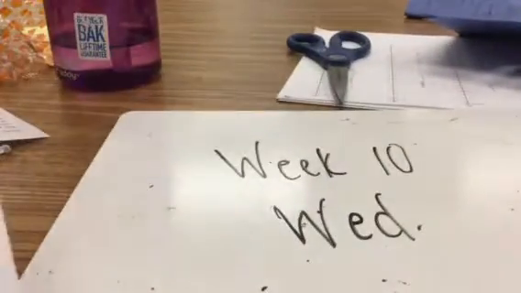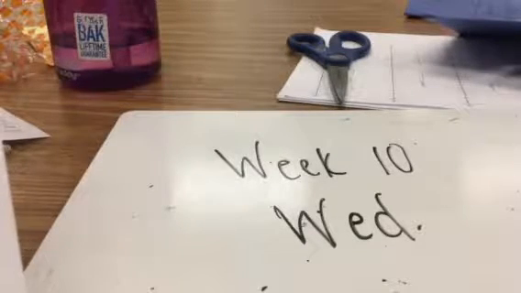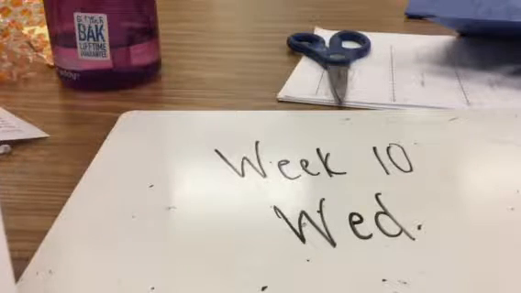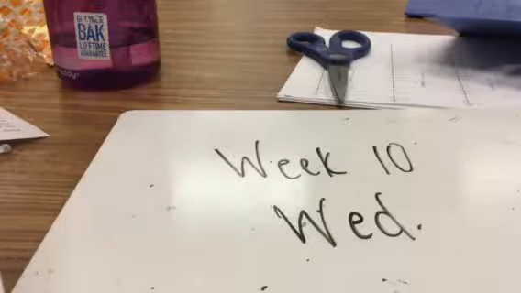Okay, Panther Cubs, it is week 10, Wednesday. Number 1 says round to the hundreds place. Number 3 says which shows the commutative property of addition. And number 4 says Riley makes necklaces. She has 423 red beads, 208 green beads, and 137 white beads. How many beads does Riley have?